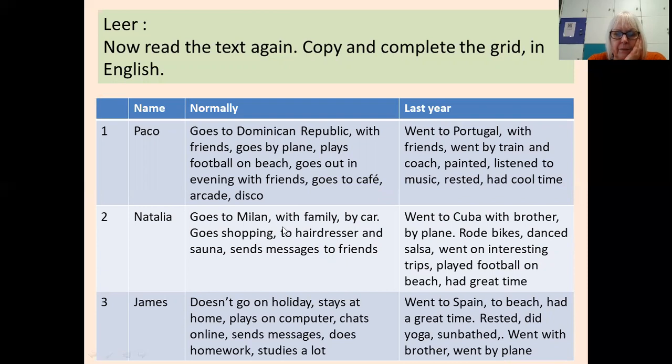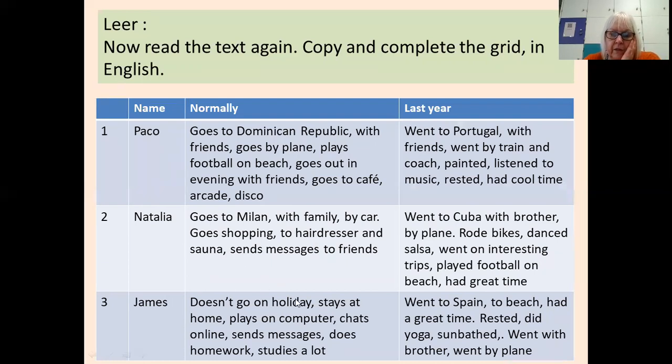Natalia normally goes to Milan with her family by car. She goes shopping, to the hairdresser and the sauna, and sends messages to friends. Last year, though, she went to Cuba with her brother. She went by plane. They rode bikes, danced salsa, went on interesting trips, played football on the beach, and had a great time.